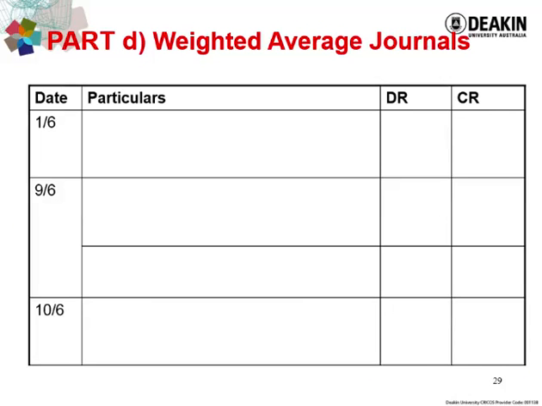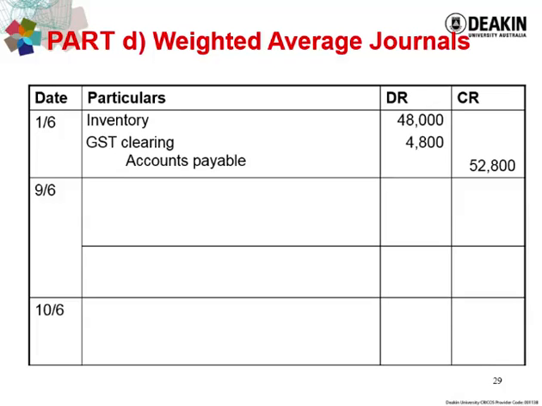Alright, let's do the entry under the perpetual method. On 1st of June, we purchased 200 tables at $264 GST inclusive each. Under the perpetual method, we record inventory in the inventory account. So we debit inventory 48K, which is 10 over 11 net of GST, and we debit GST clearing 4.8K, 1 over 11. And we credit accounts payable 52.8K with GST inclusive amount.